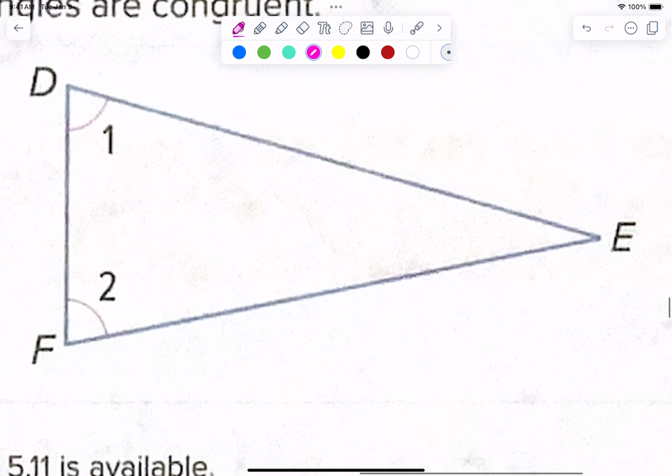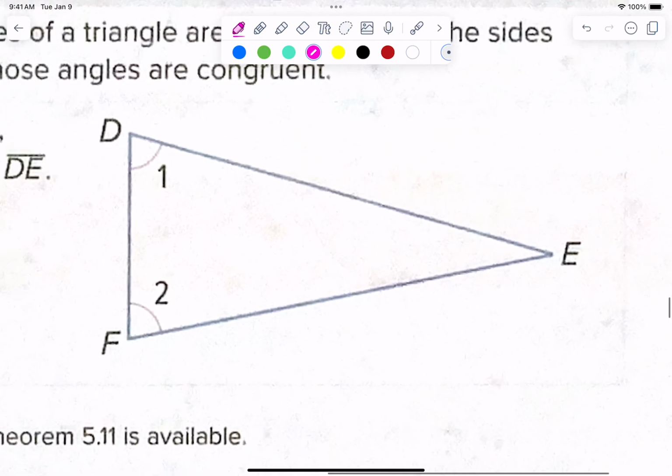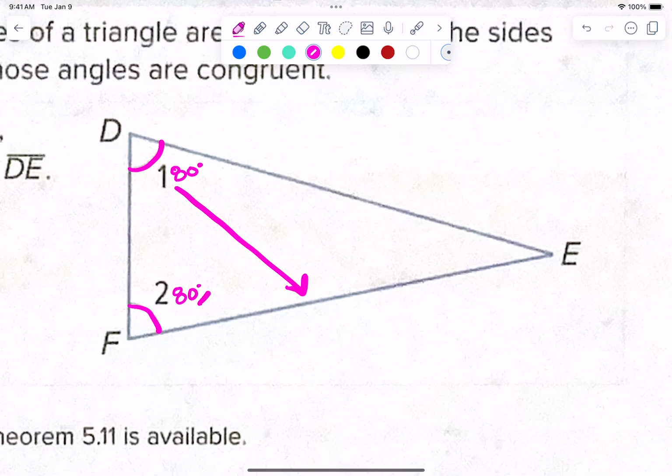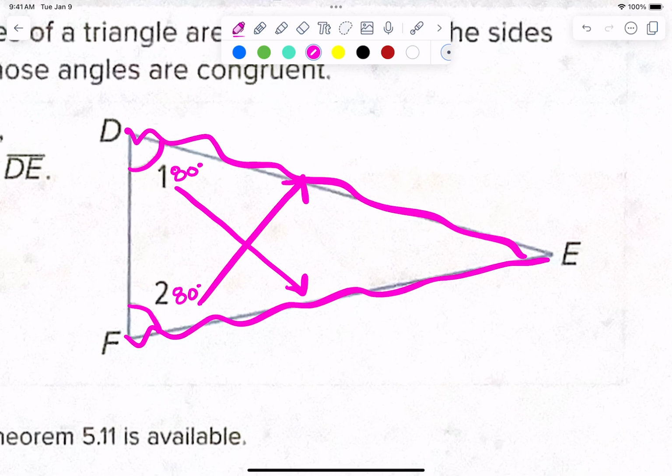So in this diagram, this is the top of the next page. In this diagram, they tell me that angle 1 is the same measure as angle 2. So let's say angle 1 is 80 degrees and angle 2 is also 80 degrees. Okay? The same thing is also true. If I crisscross them to figure out the sides, this side will be the same length as this side.